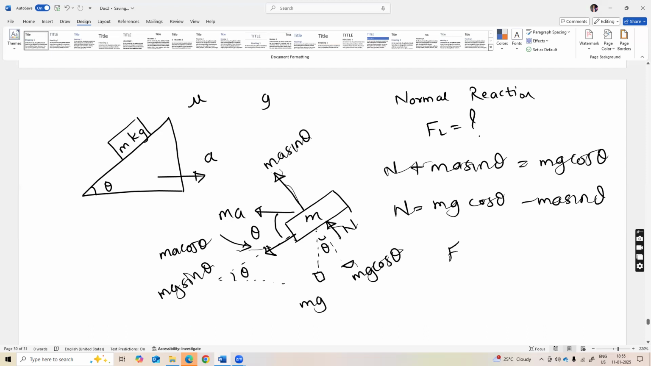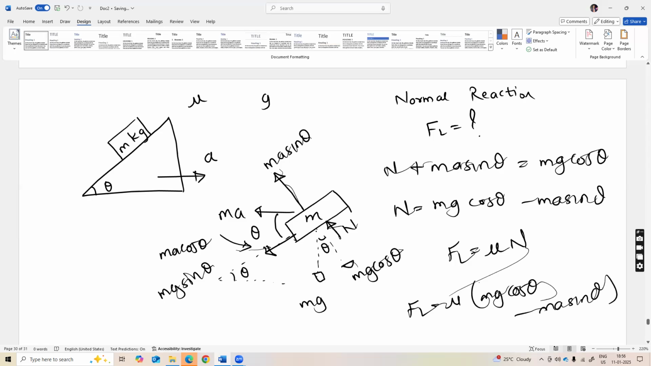So the limiting frictional force will become mu into N, which is mu into (mg cos theta minus ma sin theta). You understood this? Yes, sir, I understood this one. Okay.